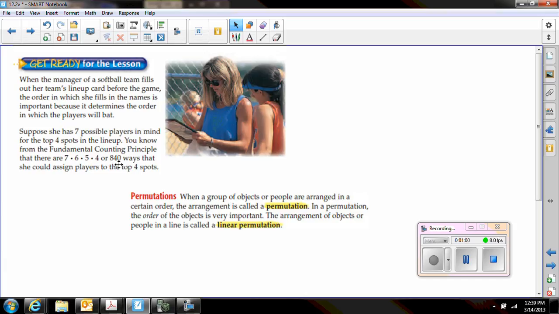This idea, when you arrange a group of objects or people in a certain order, is what we call a permutation. A permutation is where order matters. The order is very important. More specifically, if we're putting it in a line, then we call it a linear permutation.